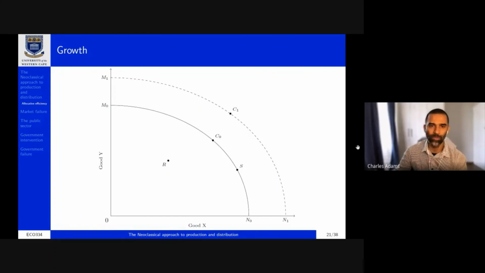And of course, this happens through the usual growth process, which requires investment in capital, investment in labor. In other words, perhaps developing human capital through education as well as technological change. So all three of those things, and just adding more stuff, right? So adding more individuals to the economy, adding more capital to the economy, right? That's how we move from N0 to N1.